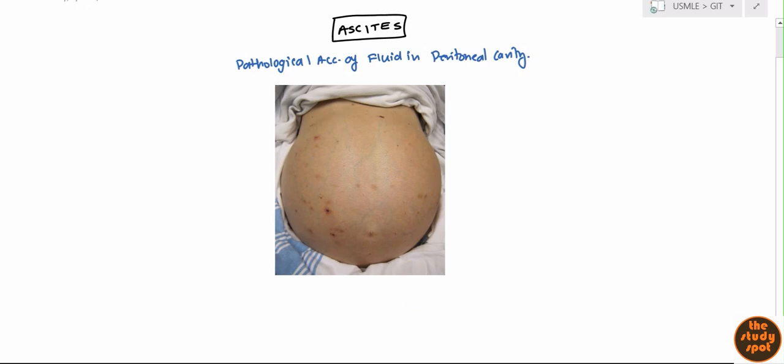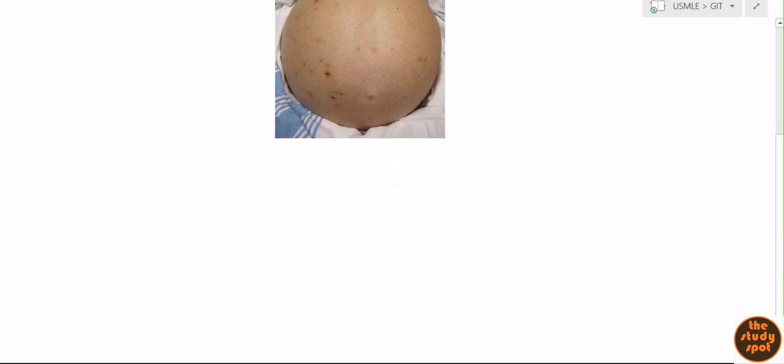There are a few physical examinations we're going to do, which I'll go to in a little bit, but this is what you want to think of when you think of ascites. So let's talk about pathophysiology. How does someone get an abdomen like this and have this accumulation of fluid? The pathophysiology is not completely known. However, there are some theories.